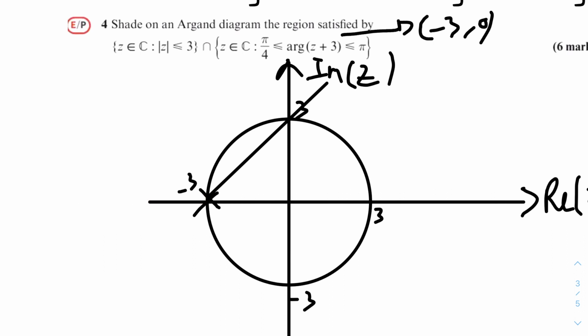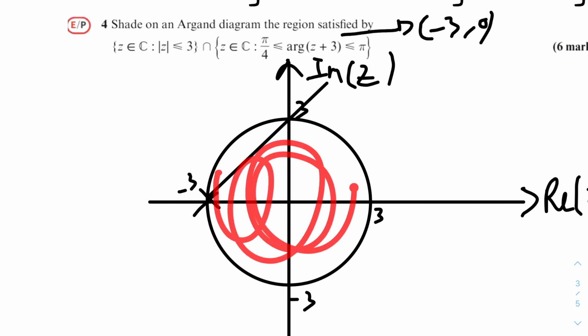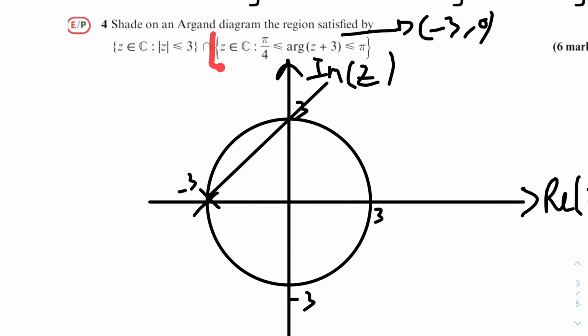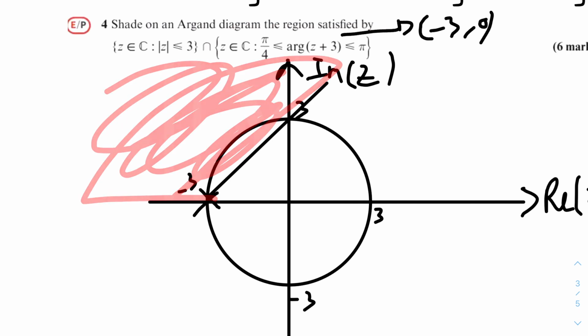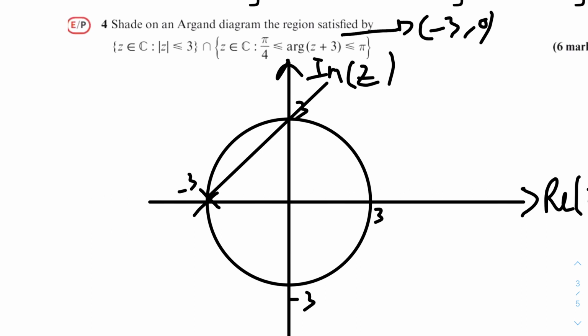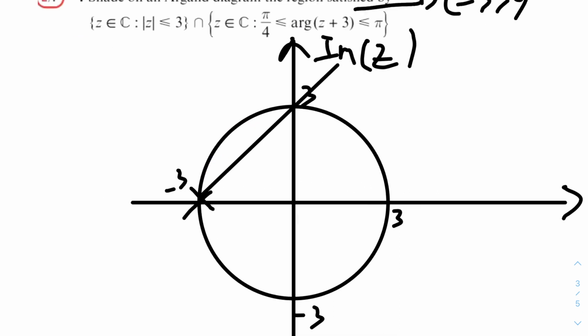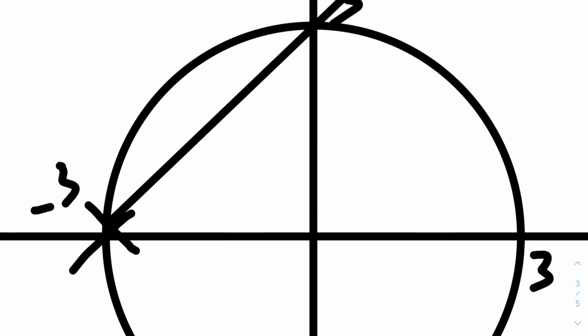So we know that the region of this circle right here, this loci, is the whole thing inside the circle. And the region for this argument right here is basically from this point onwards, right? And basically the intersection point between those two regions is this region right here. That means that is the region to shade. So let me just shade it in like so. And that's the answer.